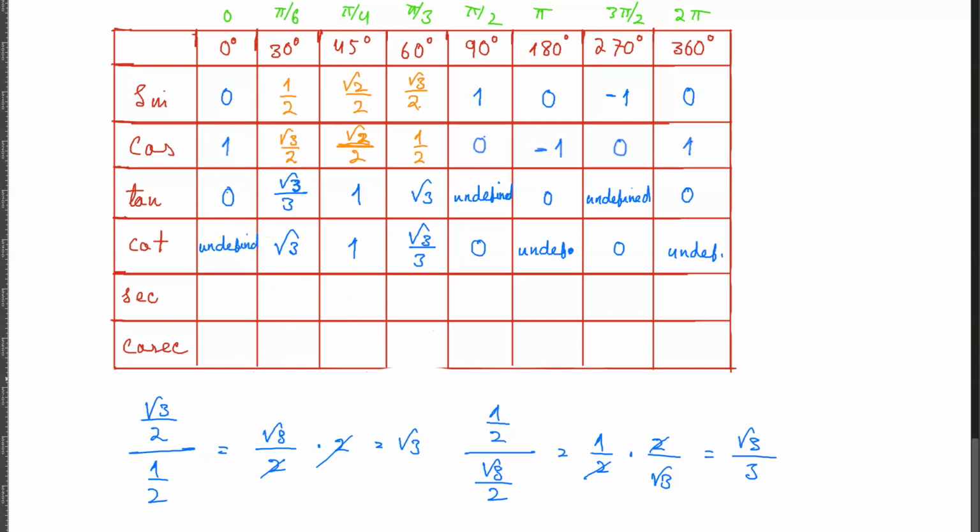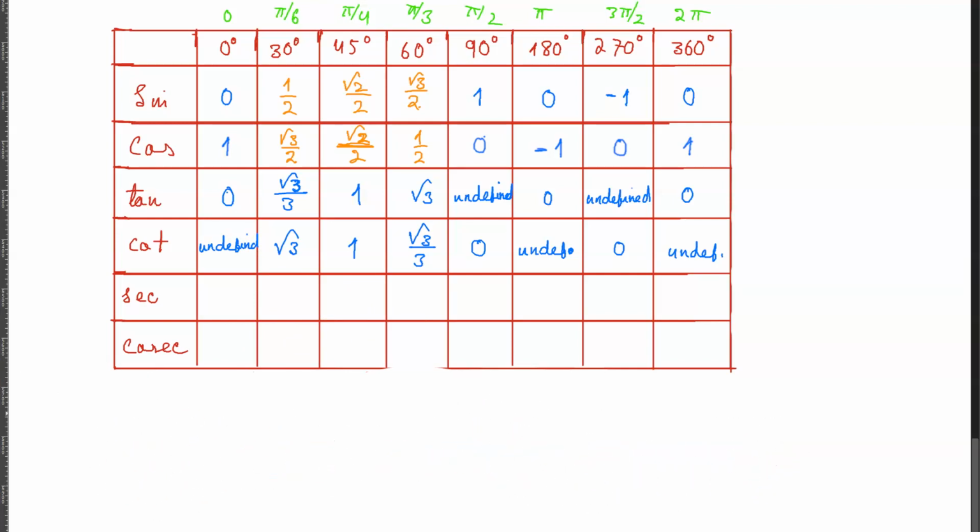Then we can come to secant. So secant of 0 degrees is 1 divided by cos of 0 degrees. 1 divided by 1, the reciprocal of cos, is equal to 1. So the secant of 0 degrees is equal to 1.